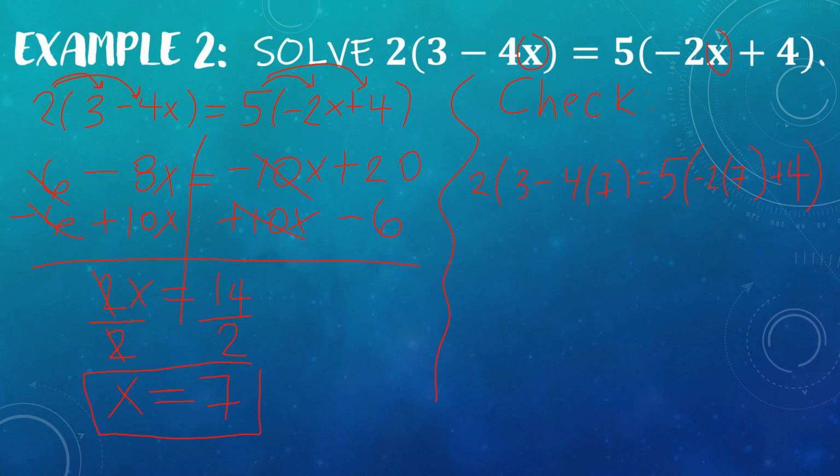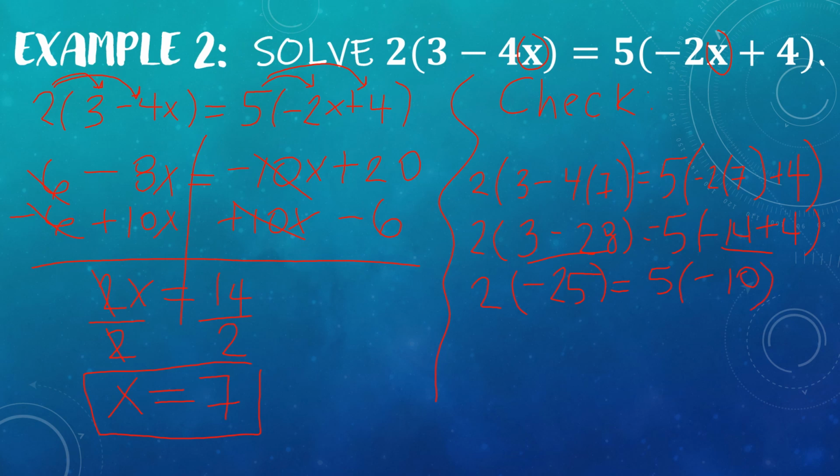So inside those parentheses, I have 4 times 7, which is 28. And on the right side, we have a negative 2 times 7, which is negative 14. Let me erase that because I said negative 28, but I did not write negative 28. So now we're going to do 3 minus 28, which is negative 25. We're going to do negative 14 plus 4 right here, which is negative 10.